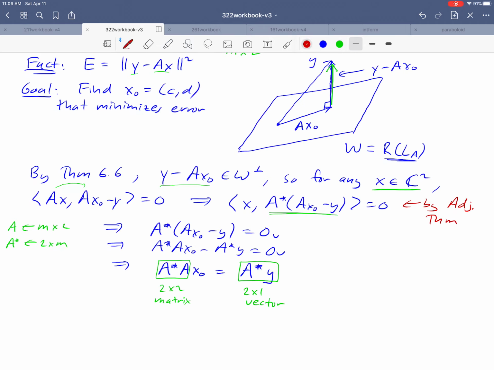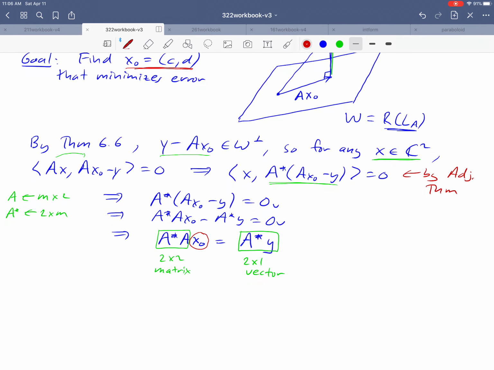So in this problem, what we're interested in is figuring out x naught, because that's our best approximation, the one that minimizes the error. What we've demonstrated is that to find that, all we need to do is solve a 2 by 2 system.